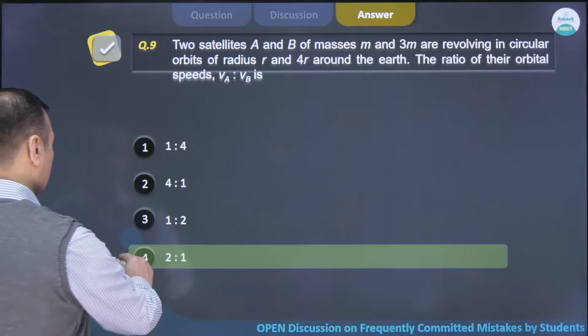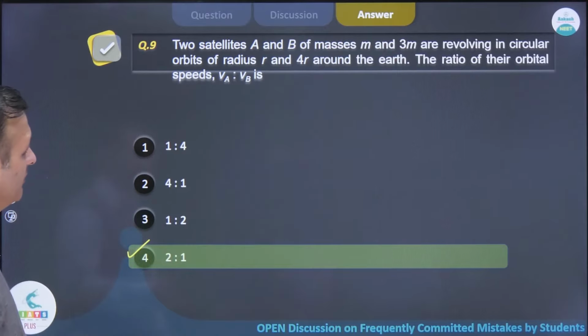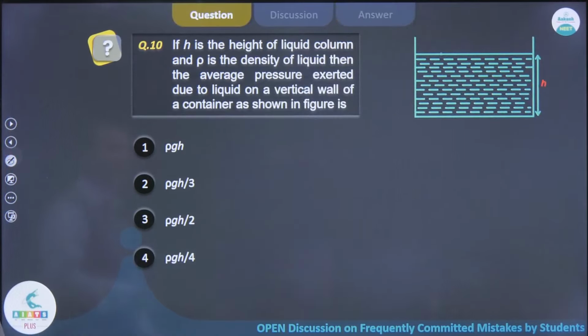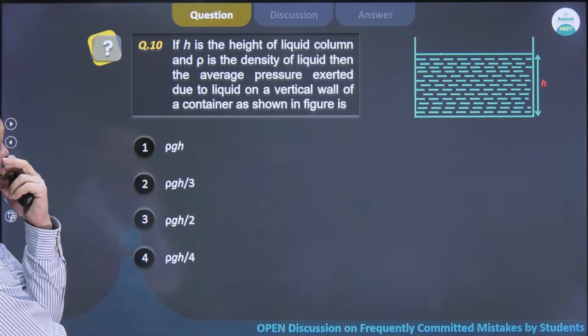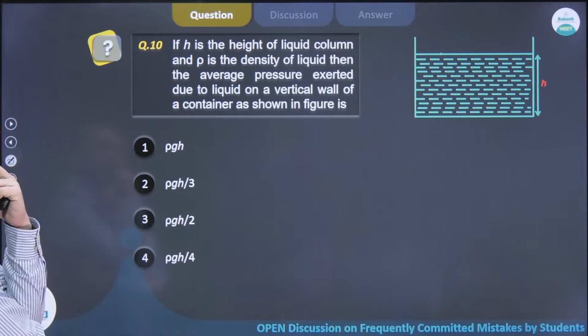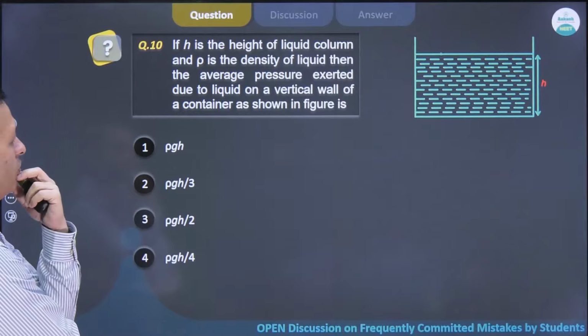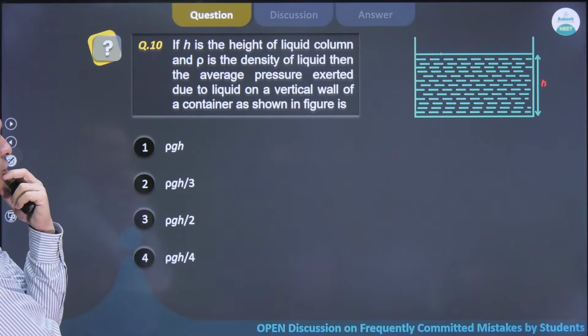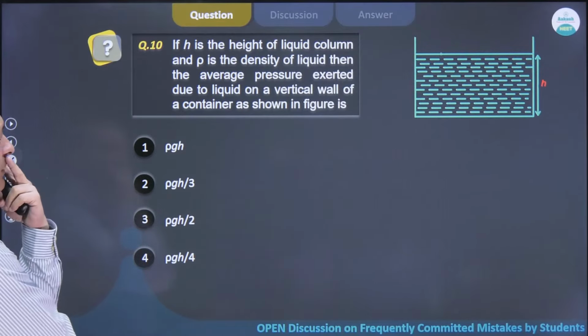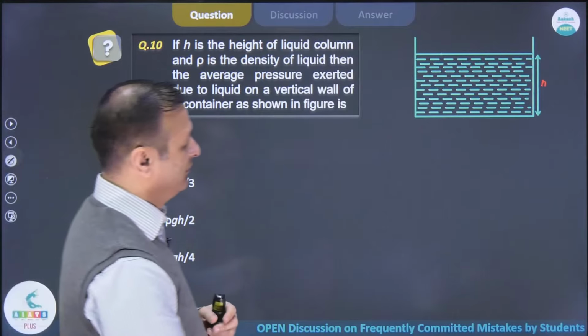So yes, this was the fourth option we had. Moving to the next question. If h is the height of a liquid column and rho is the density of liquid, then the average pressure exerted due to liquid on a vertical wall of a container as shown in figure. Okay, so this is something interesting.